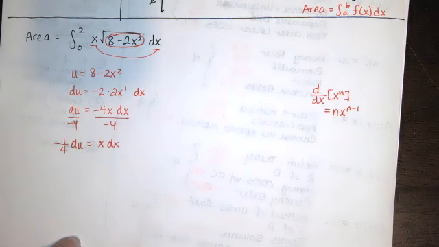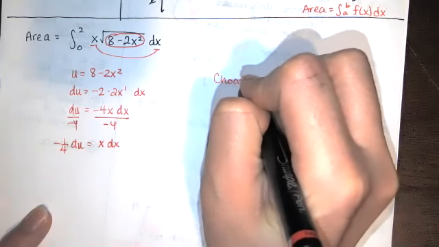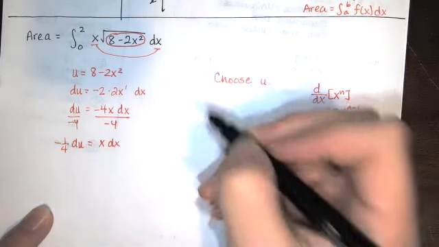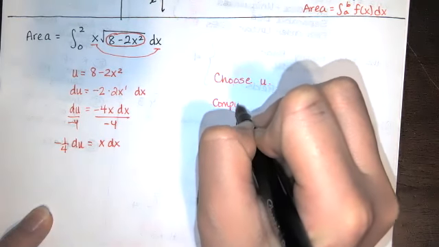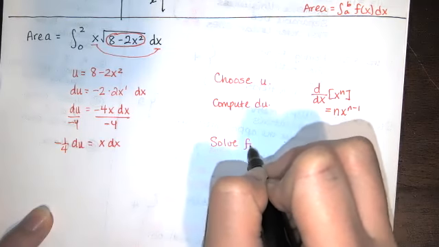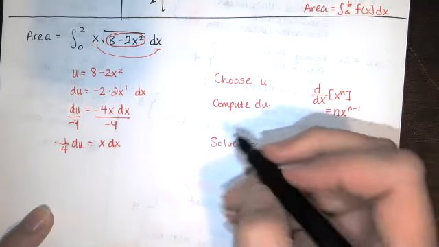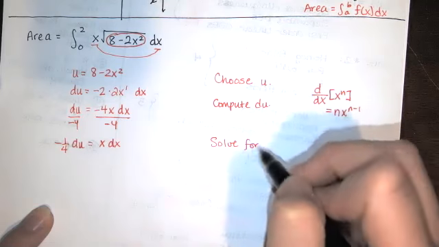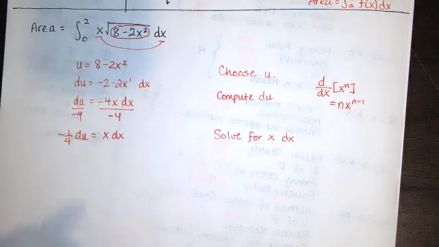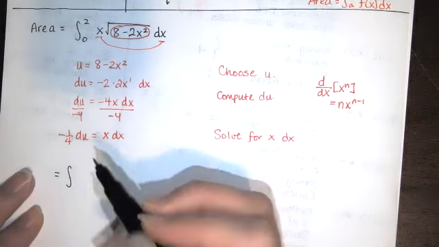And then I can write everything up here entirely in terms of u. So what we did was, we chose u to be the function nested inside of the other function. We computed du, and then we solved for whatever expression we actually have up here, which turns out to be x dx. We didn't need that constant. You're usually just adjusting the constant at that step. Okay, so that integral can now be rewritten in terms of u this way.